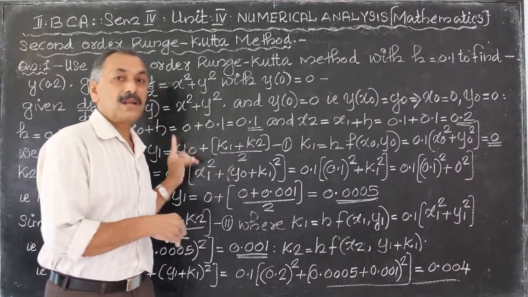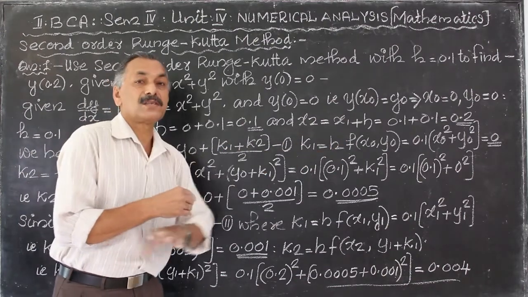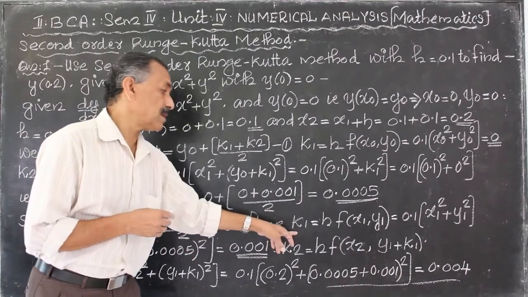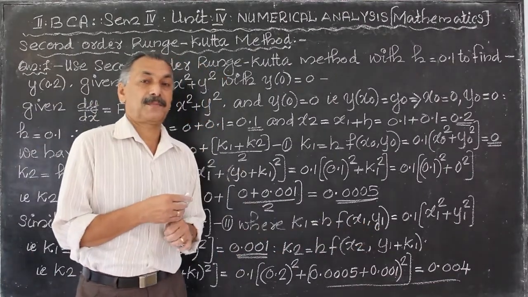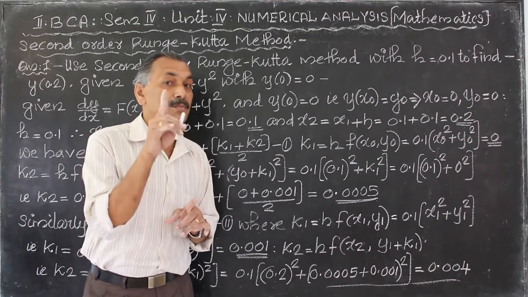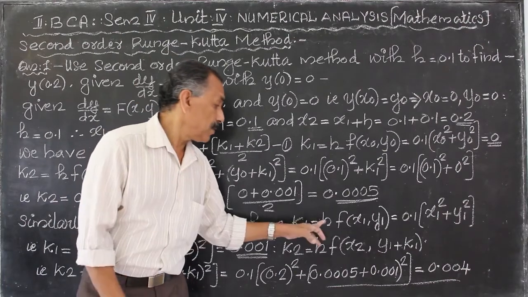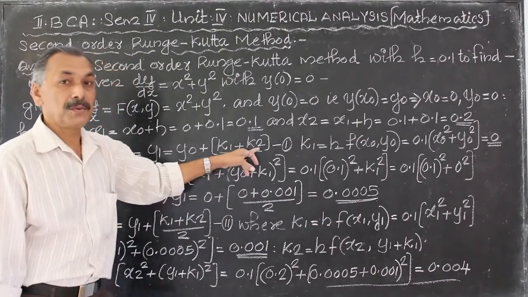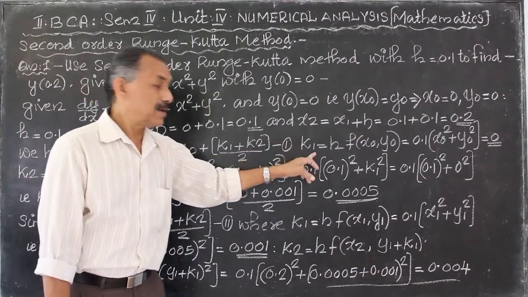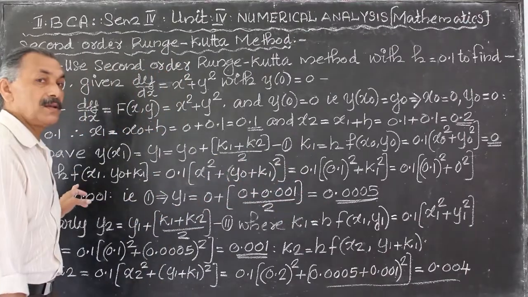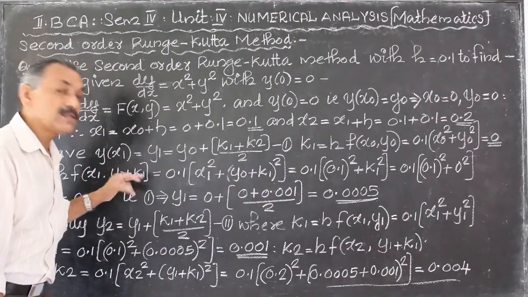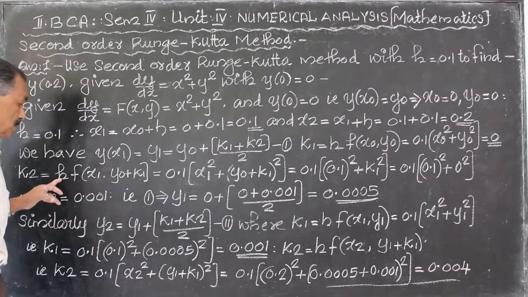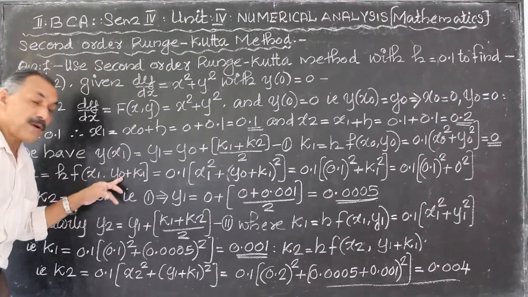And then k1. In the case of y1, k1 is h into f of x0, y0. In the case of y2, k1 is h into f of x1, y1. At y3, the solution at the point x3, k1 is equal to h into f of x2, y2. And then you have to write k2. In the case of y1, k2 is equal to h into f of x0 plus h, y0 plus k1. In the case of y2, k2 is equal to h into f of x2, y1 plus k1.